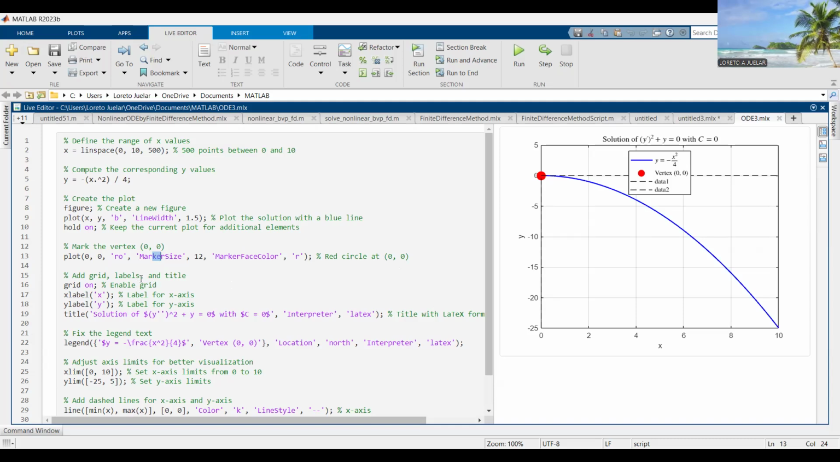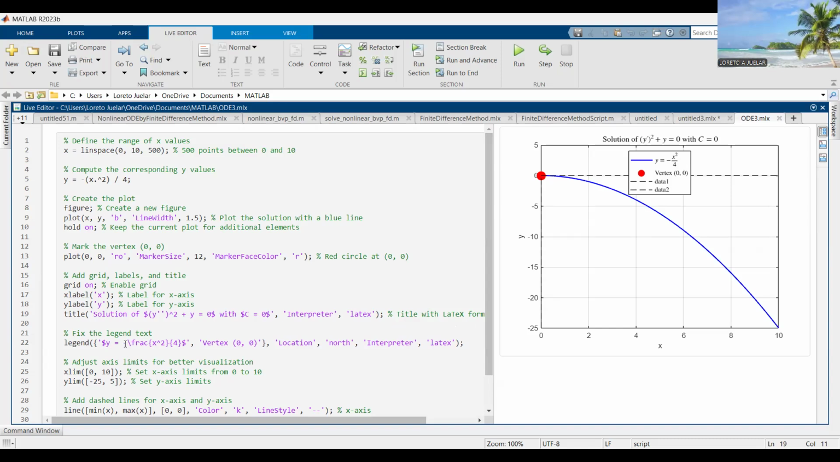Add the grid, labels, and title. So the grid is on, the x label here is x, and the y label here is denoted by y. Then we have the title: solution of the square root of y prime plus y equal to 0. It is a LaTeX symbol, so it can be interpreted by MATLAB. So the title is in LaTeX form.